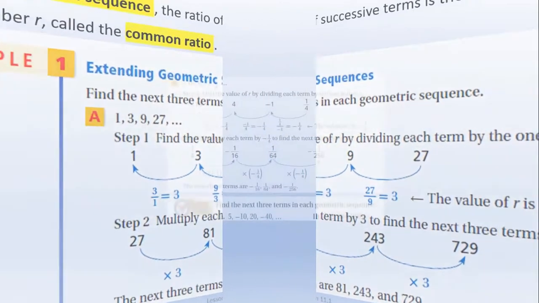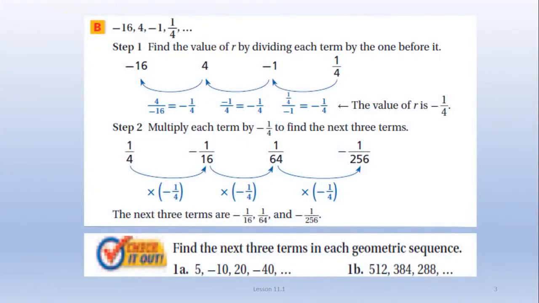Okay. In the second example, as you can see, we started from negative 16, then 4, then negative 1, then 1 over 4. To check if it is a geometric sequence, we have to do the first step, which is to find the value of r. How to find the value of r? By dividing, as we said before, each term by the one before it.